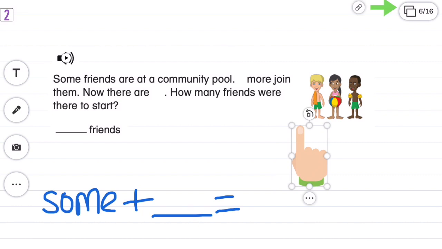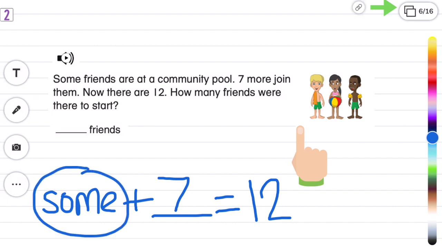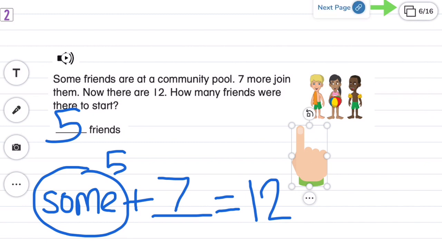Okay, so some were there and then more got there. Let's see what the numbers are that we have. So we have 7 and 12. We know that 7 joins them, and now there are 12. So a number plus 7 is equal to 12. I know that when 7 is a part of the 12 as a whole, the other part has to be 5. So there were 5 friends at the pool to start. Okay, now let's go to the next page.